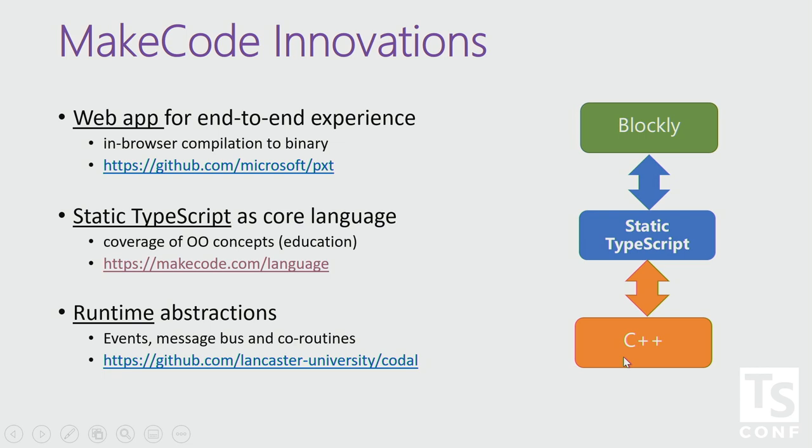We have a compiler, obviously, from static TypeScript down to machine code to link against pre-compiled C++. We have a compiler up from static TypeScript into Blockly, and another compiler down from Blockly to static TypeScript. Everything is done, again, inside the web app. There's no call out to a C compiler in the cloud. And that's because we need to run on pretty much any sort of operating system with a modern web browser in a classroom where the computers are locked down.